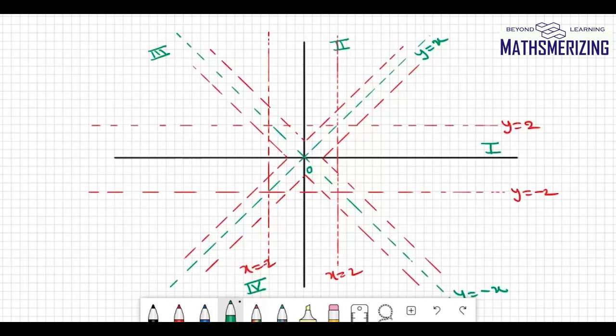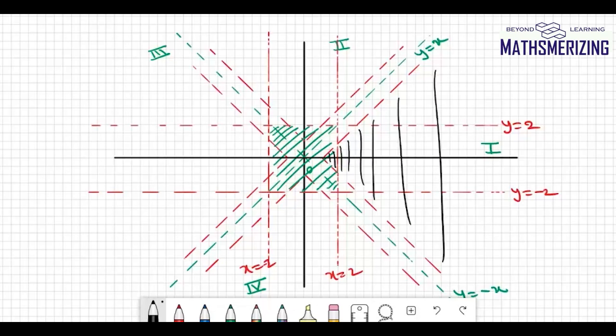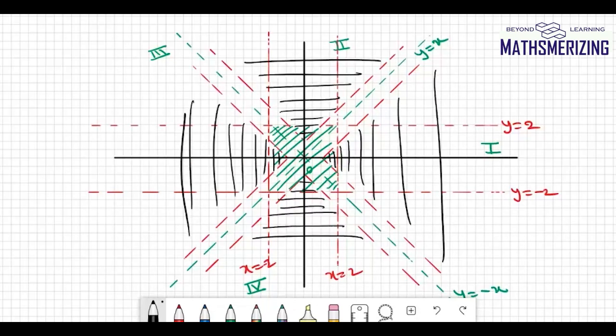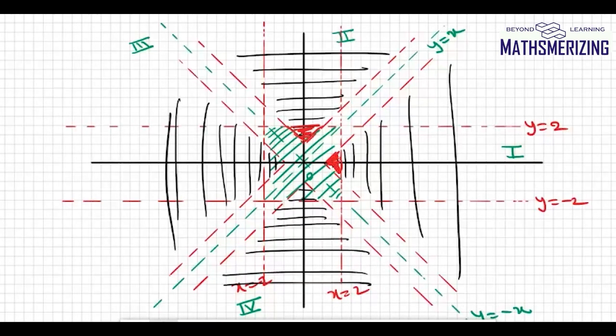Now the area bounded by first curve is area within this square and area bounded by the second curve is this area. So the area which is common to both is the area which I have drawn in red. This is 1, 2, minus 1, minus 2, again 1 and 2, minus 1 and minus 2.